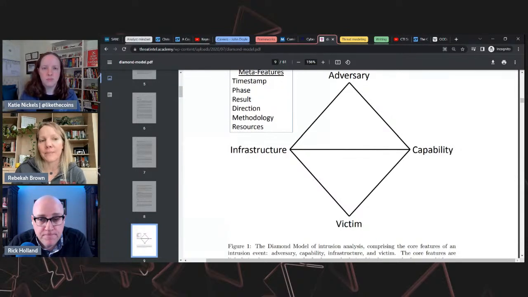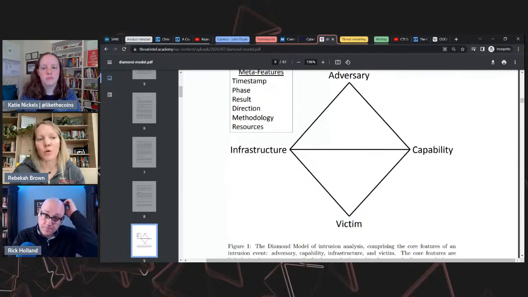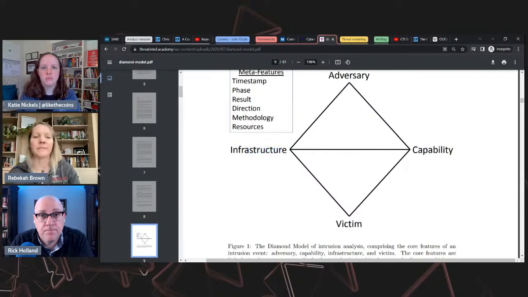But the foundation of the diamond model is looking at a set of assumptions around how an adversary has to operate in order to achieve its goals. Its goals are usually to target a victim. And so how do they do that? They have to leverage different capabilities. They have to use some sort of infrastructure to launch those capabilities against the victim. They have to have some sort of motivation to target the victim to begin with.